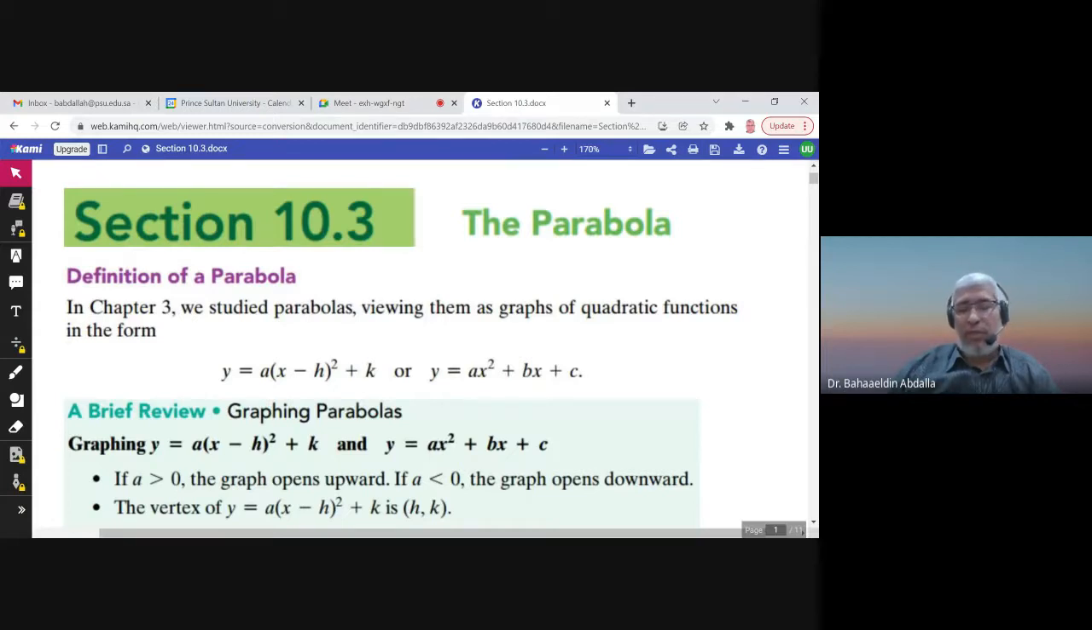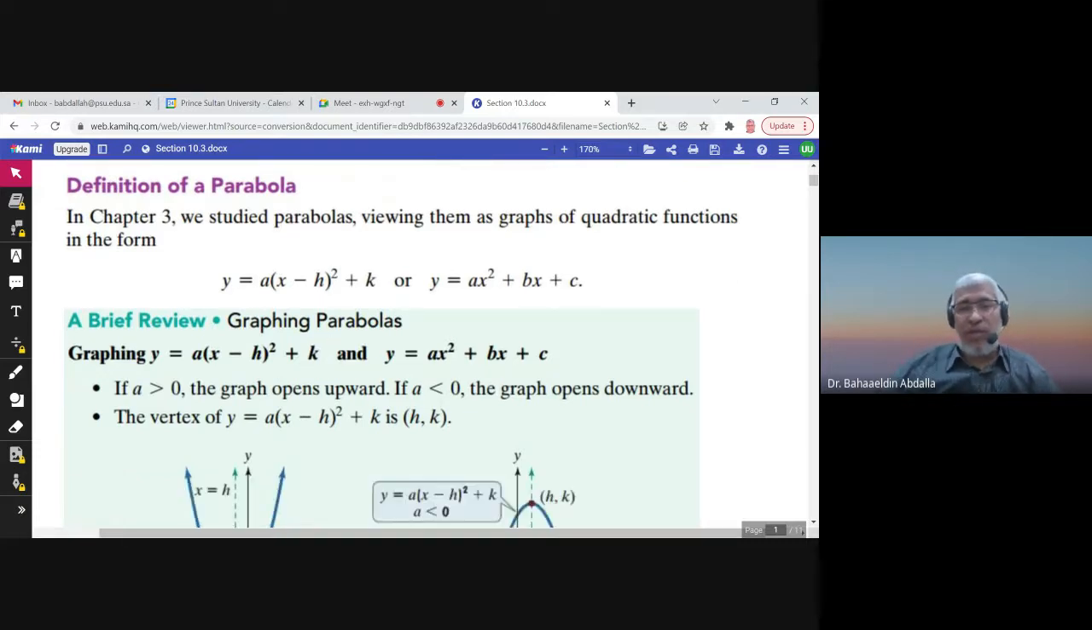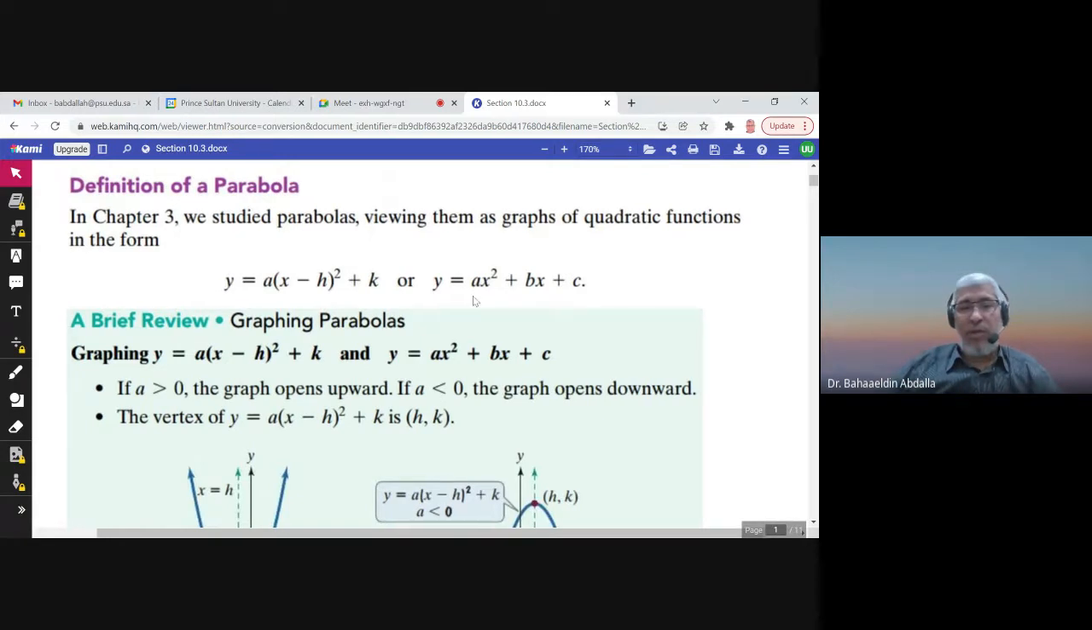This is section 10.3. The last conic section is the parabola. We studied parabolas before, as graphs of quadratic functions. When we studied quadratic functions, a quadratic function can be written like this or like this.